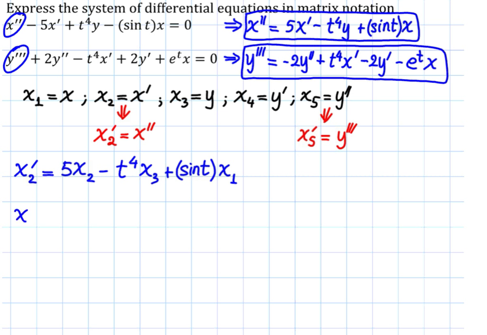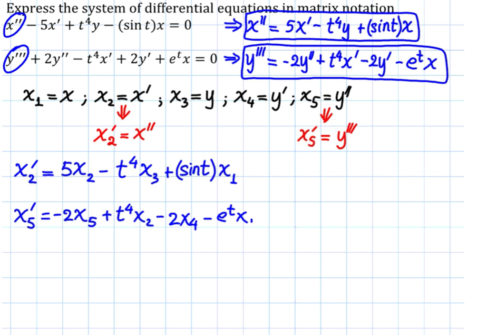x5 prime is equal to y to the third power, that will be negative 2 y double prime, which is x5, plus t to the 4th, x prime is x2, minus 2 y prime is x4, and minus e to the t, x is x1.